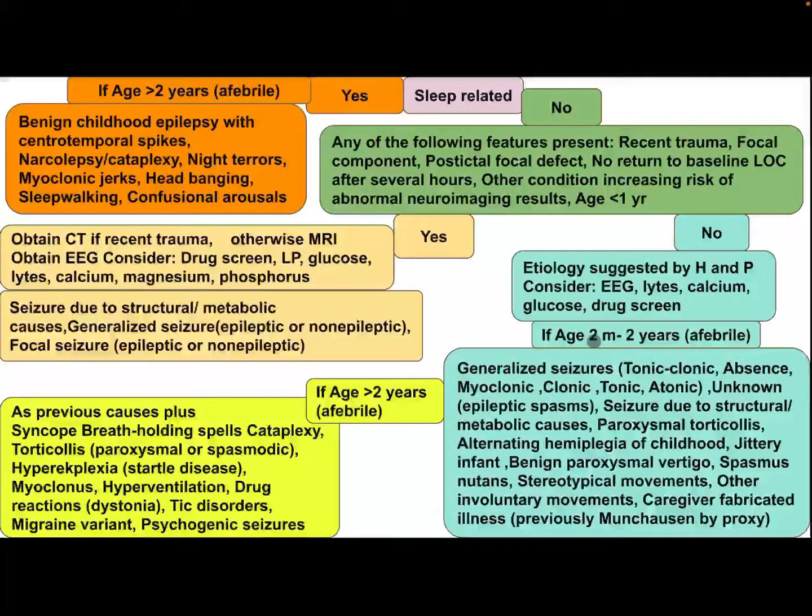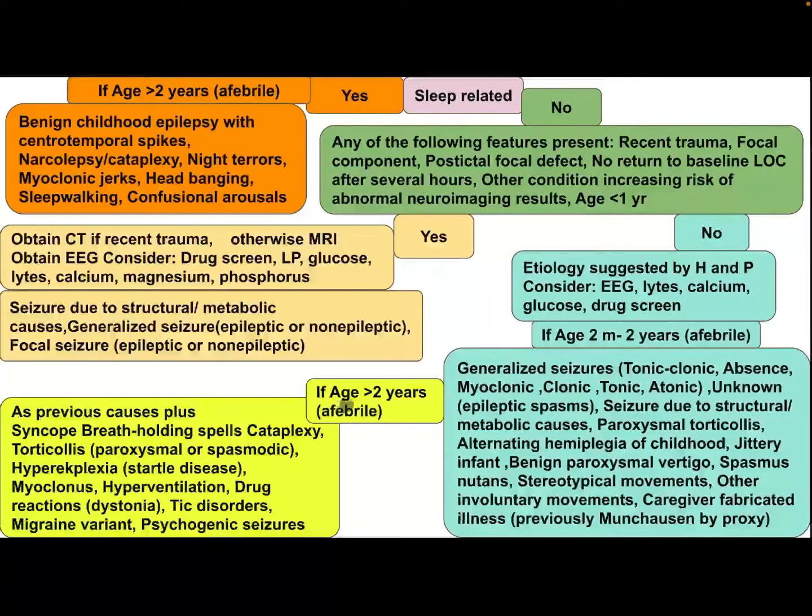If the child is age 2 months to 2 years and febrile, the differential diagnosis includes generalized seizure: tonic-clonic, absence, myoclonic, clonic, tonic, atonic, unknown; epileptic spasm, seizure due to structural or metabolic causes, paroxysmal torticollis, alternating hemiplegia of childhood, jittery infant, benign paroxysmal vertigo, spasmus nutans, stereotypical movement, other involuntary movement, and caregiver fabricating illness, previously called Munchausen by proxy.